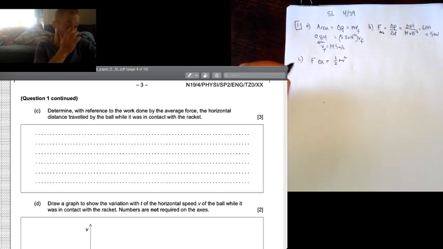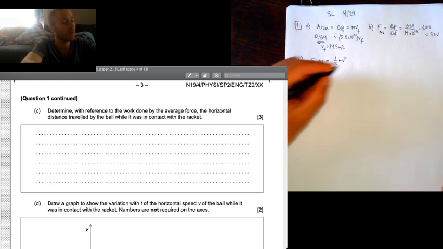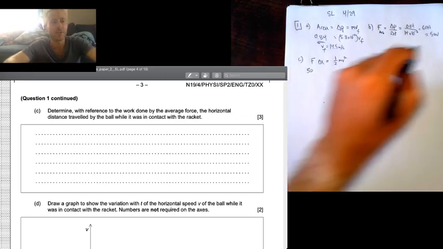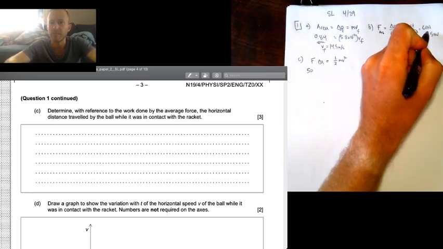So we know that the average force was 50. I calculated the average force of 60.